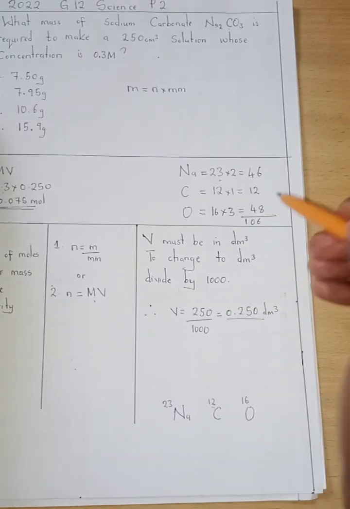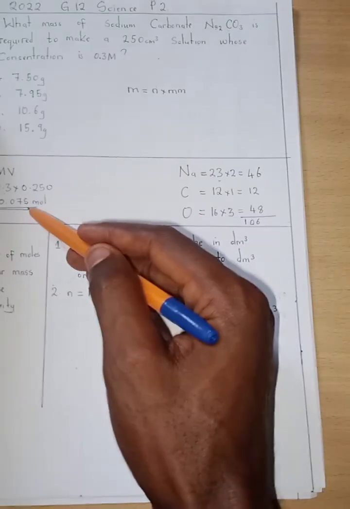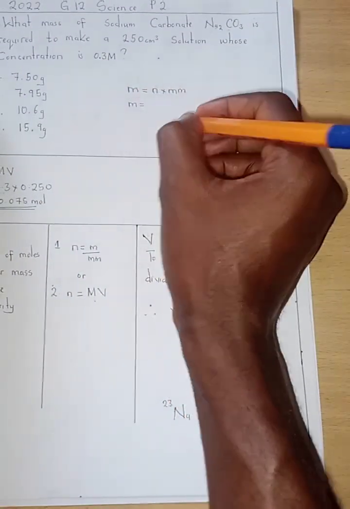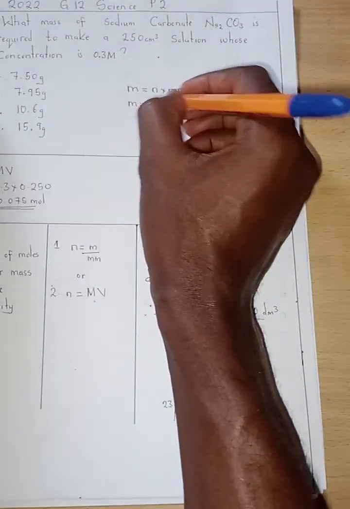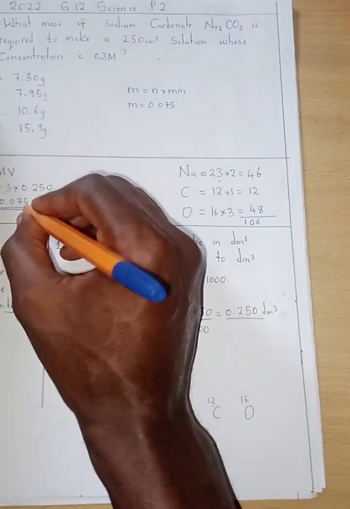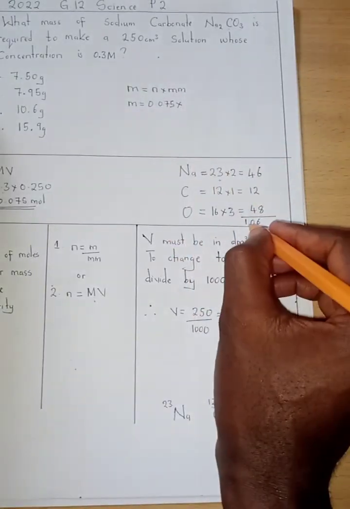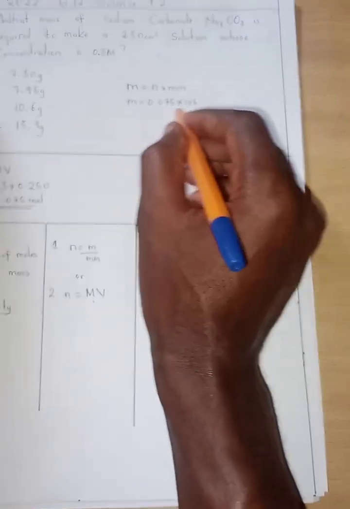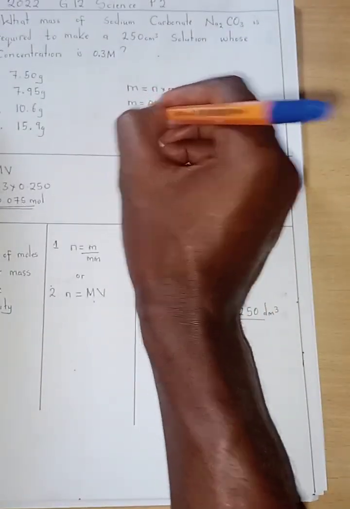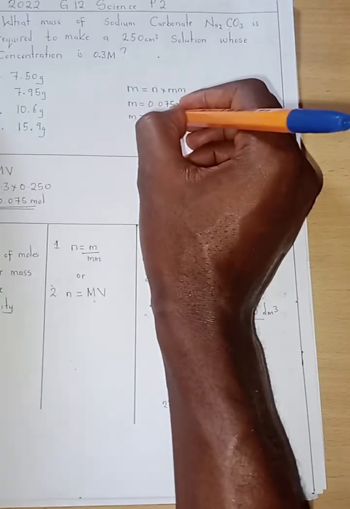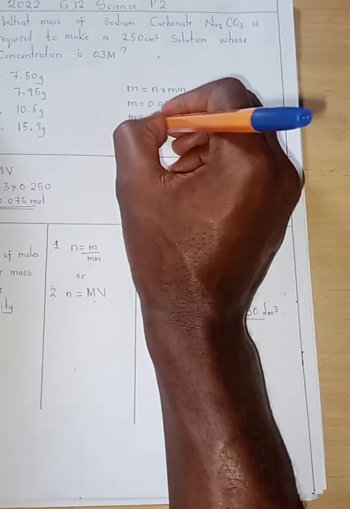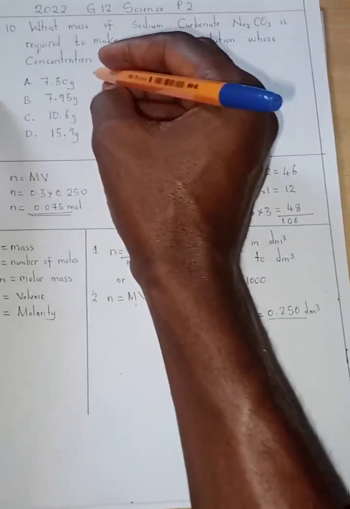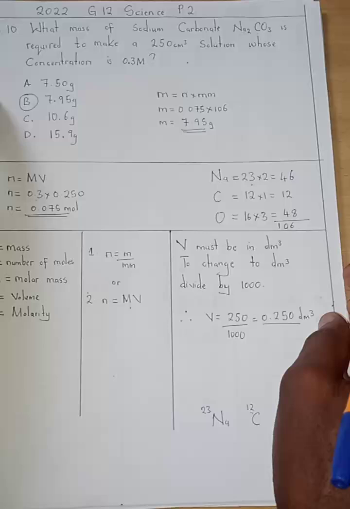So then we have found the molar mass as well as the number of moles. Therefore, mass is 0.075, our number of moles, times our molar mass 106. When we multiply these numbers, we get 7.95 grams. That is our answer. Therefore, the answer here was B.